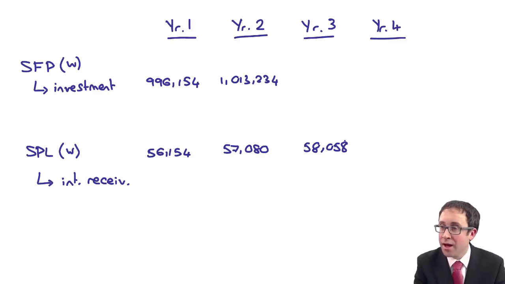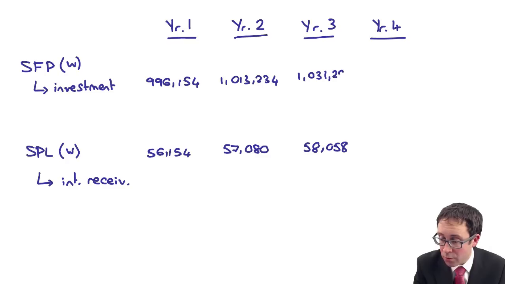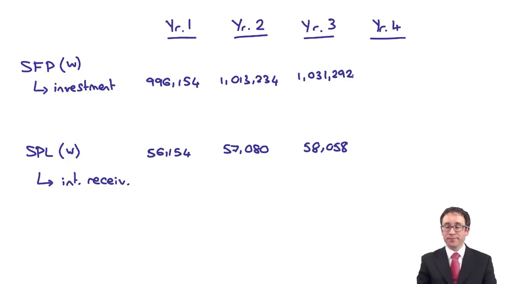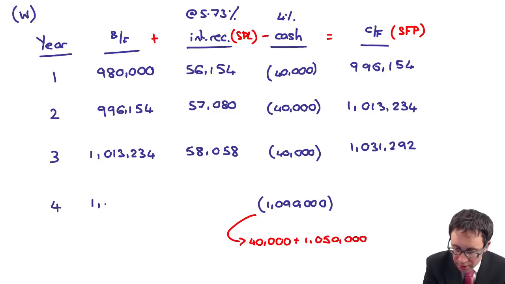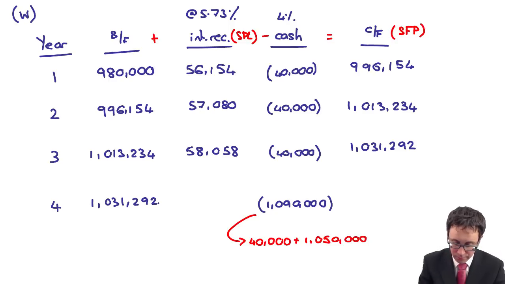58,058. And the investment is the 1,031,292. Okay. And then this is where you then see the magic. Because what you've now got is the opening figure in the final year is the 1,031,292.